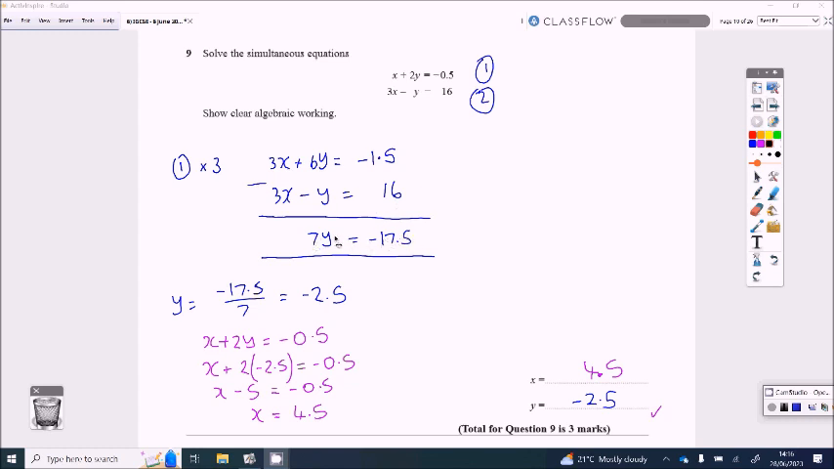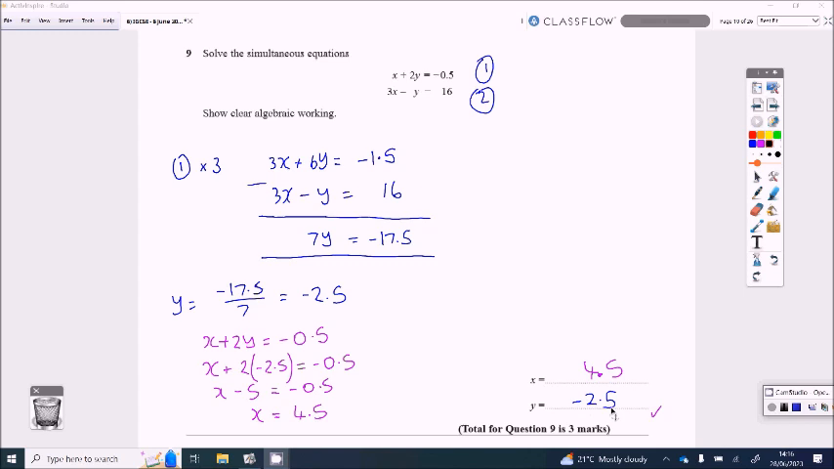So here I've got an equation I can solve. I've just got the one variable. 7y equals minus 17.5. So divide both sides by 7. I get y being minus 2.5. So that's part of my final answer, y being minus 2.5.